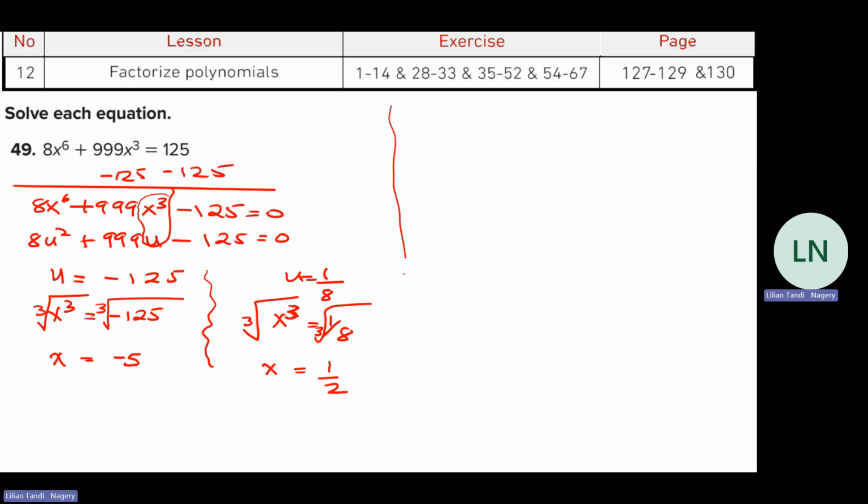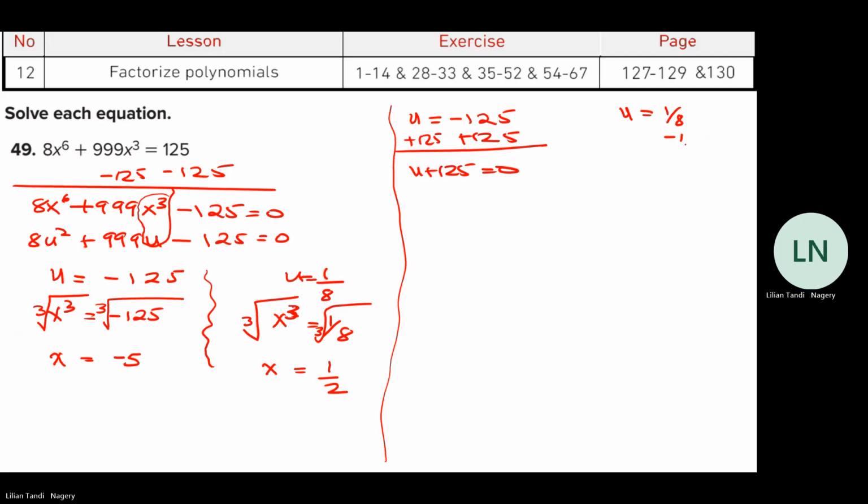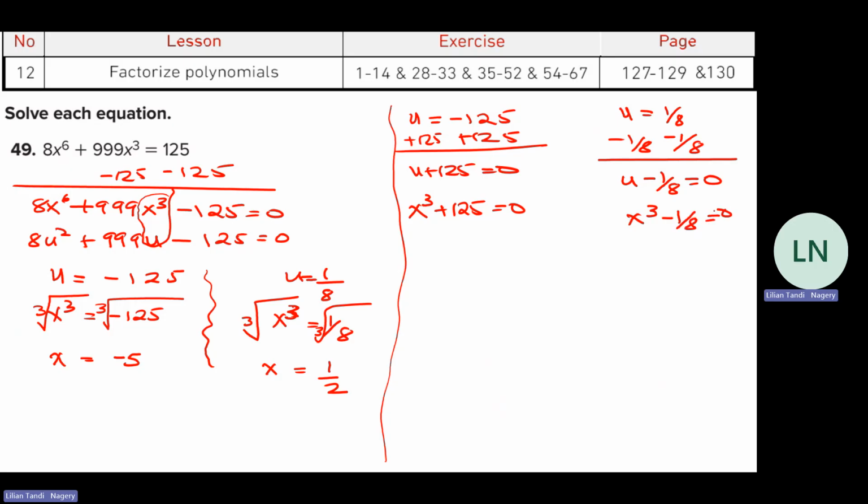Okay. Then you do the same thing. You say u equals -125. Add 125 on both sides. U plus 125 equals 0. U equals 1 over 8. Subtract 1 over 8 on both sides. You're going to get u minus 1 over 8 equals 0. You're going to say x cubed plus 125 equals 0. X cubed minus 1 over 8 equals 0.